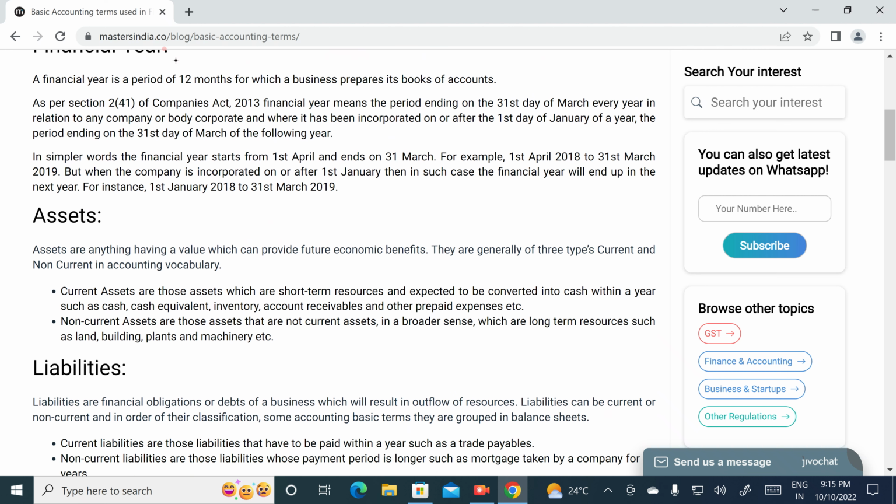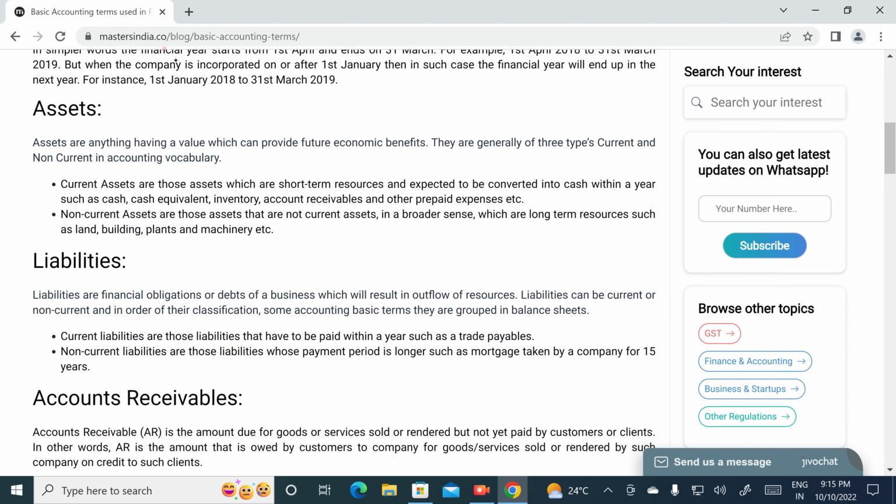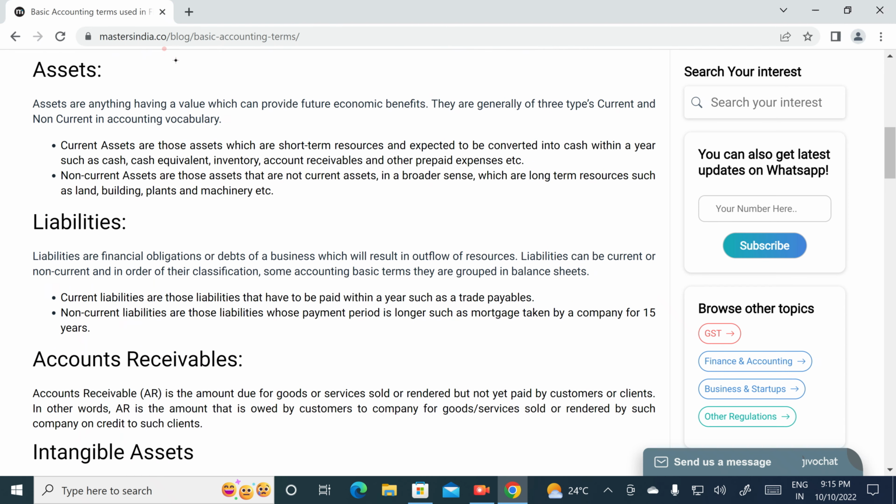Now next is the assets. What are the assets? Assets are anything in the business having a value which can provide future economic benefit in terms of money or money's worth, right? So it is known as the assets. Assets, as I told you earlier, can be further divided into two parts, that is the current assets and the non-current assets. Now, what are the current assets?